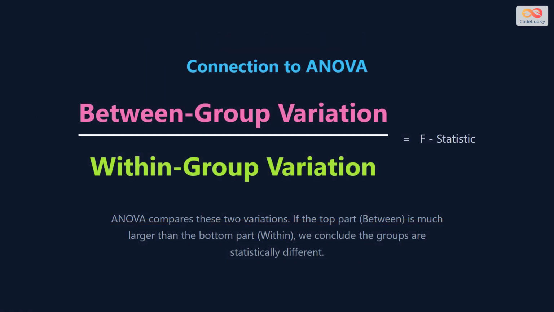This concept is the engine behind analysis of variance, or ANOVA. We compare the between-group variation to the within-group variation. If the top number, the differences between groups, is much bigger than the bottom number, the random noise, we get a high F-statistic, proving the groups are statistically different.